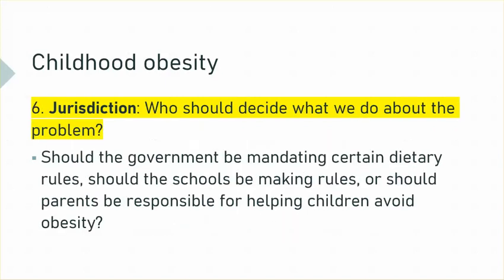And then the last step is to take a look at who should decide what we do about this problem. So in this case, should the government be mandating certain dietary rules for kids? Or should it be the schools themselves that are making rules and encouraging exercise and healthy eating? Or is it ultimately the parents that are responsible for helping children avoid obesity? So again, in this area, you see we've got a lot of questions.